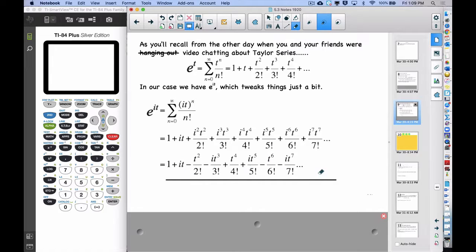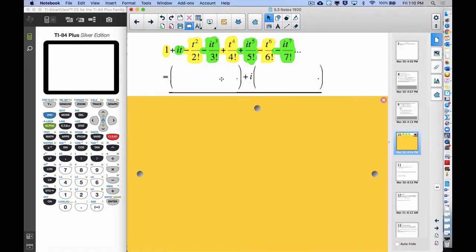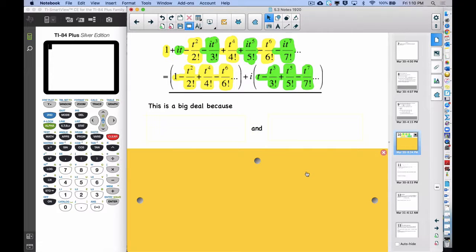Okay, so now let's break this apart a little bit. If we look at the real terms, or the real parts, which is all the yellow stuff, and if we separate that from all of the green stuff, we end up with this. These terms gathered together plus i times these terms gathered together. Well, this is a big deal because this piece is the expansion for cosine t. And this piece is equal to sine t.